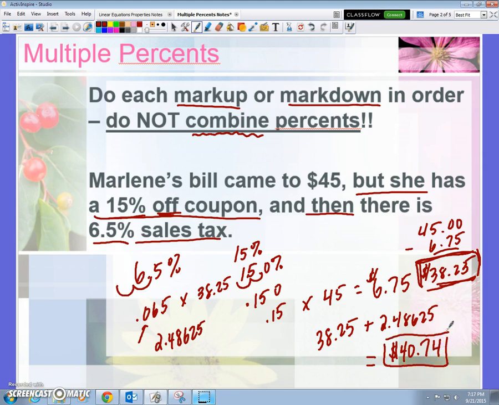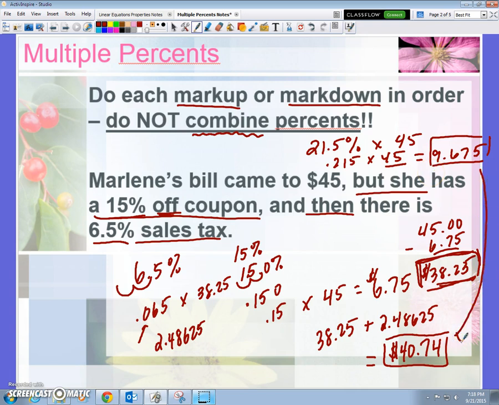There we go. Now let's just pretend we combine these. What if we just said 15 plus the 6.5 would make 21.5% times 45, or 0.215 times 45. Let's see what would happen then. That would give me 9.675. And I don't think there's any way to add or subtract 9.675 from 45 to get to our actual answer of 40.74. If I add them, I'm in the 50s, if I subtract them, I'm in the 30s. So unfortunately, you cannot just do it in one step where you add the percents together. You have to do each markup and markdown in order as they occur.